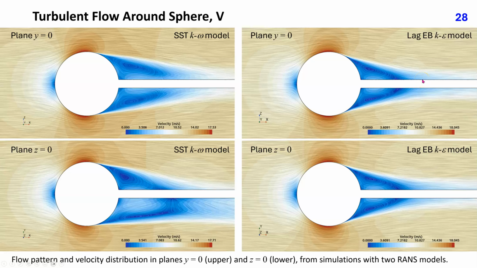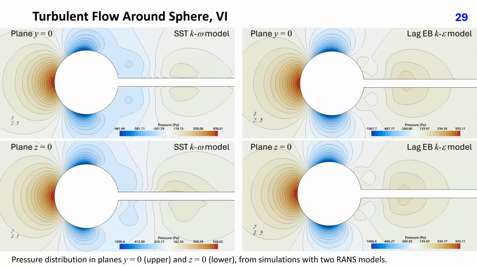We can also see that the flow is nearly axisymmetric in the solution obtained with the Lag EB k-epsilon model, while the solution from the SST k-omega model is nearly symmetric in the plane y equals 0, but highly asymmetric in the plane z equals 0. A similar solution was also obtained with a polyhedral grid.